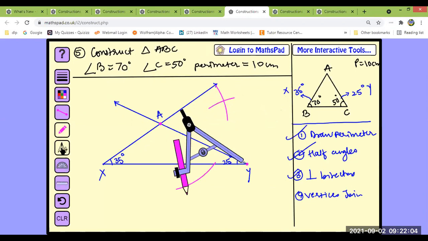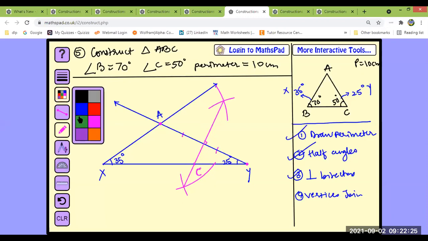Okay, so that gives us a perpendicular bisector for AY. And of course, we have to mark it up. So perpendicular and bisector on AY, that gives us 1 point. So this point is point C. We have got point C. Now we will bisect the other side.